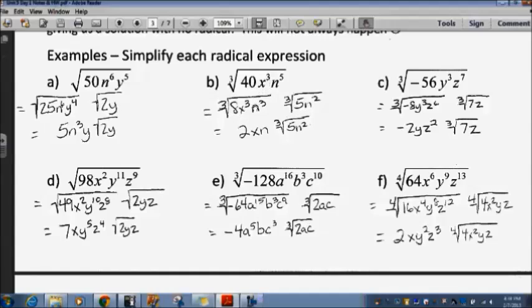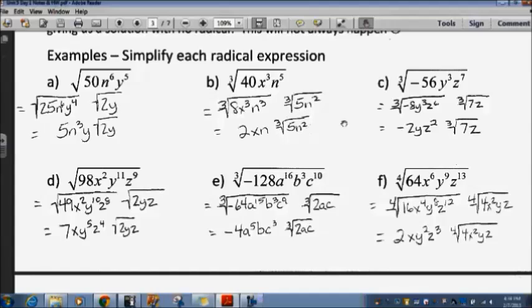X cubed is a perfect cube. That goes under my first radical. N to the 5th isn't, but n cubed is a perfect cube, and then I'll place the remaining n squared under this radical. Now I'll simplify. The cube root of 8 is 2, cube root of x cubed is x, cube root of n cubed is n, and then just bring down the cube root of 5n squared.